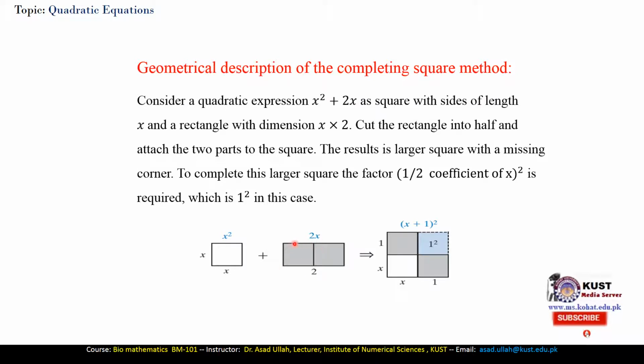Now cut this rectangle into 2 halves and attach these 2 halves to the square. We get a larger square. This larger square is incomplete because here we get 1, 2 and 3 squares. To complete this larger square, we should add (1/2 times the coefficient of x) whole square, that is, in our case, equal to 1 square. We add 1 square and we get a complete square, that is (x plus 1) whole square.